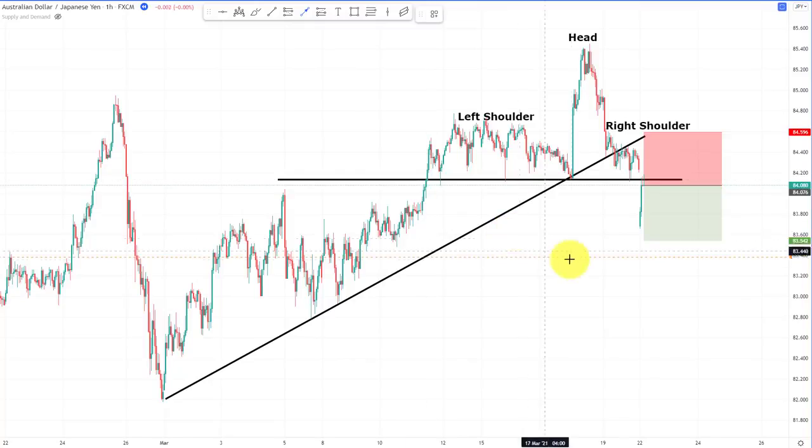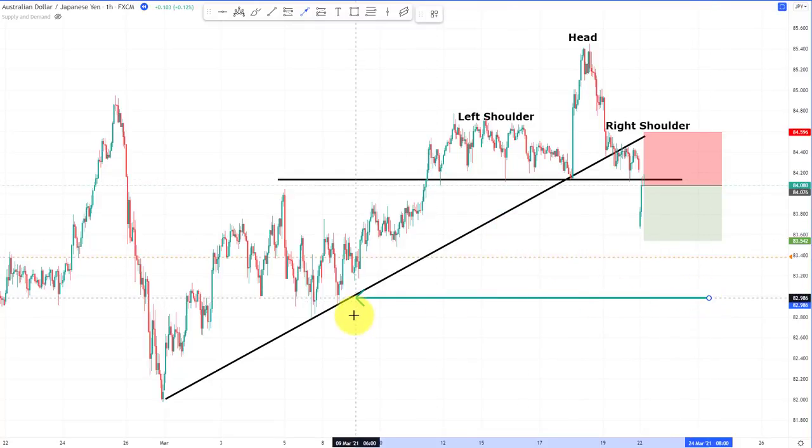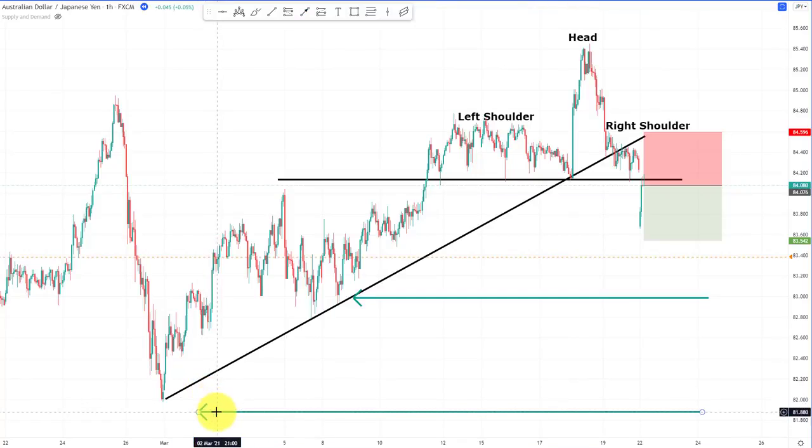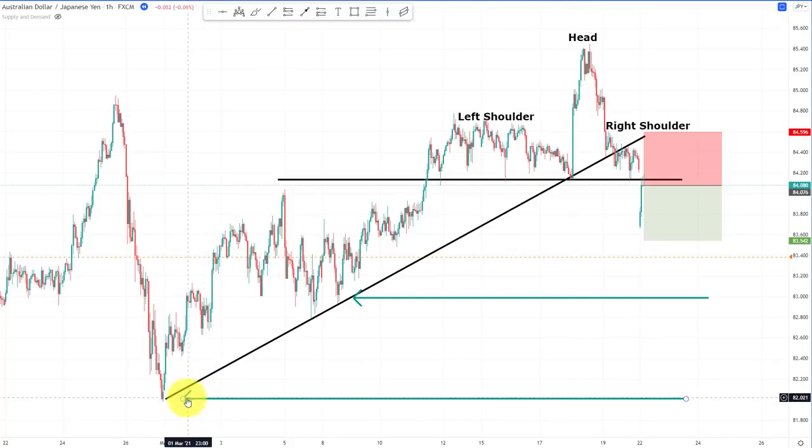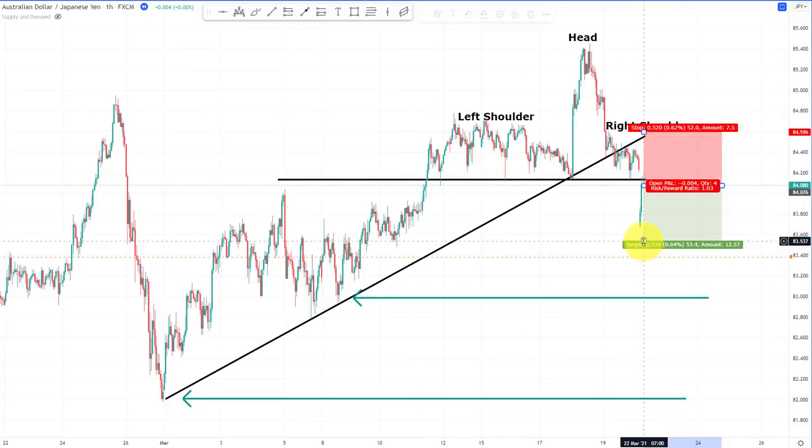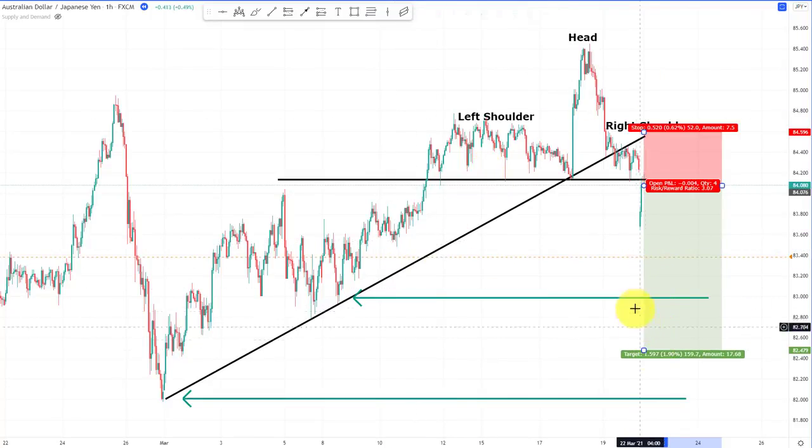Then for targets, we have a few options. We look left and we could identify the last swing points here, for example, at the absolute low. Having a target at the absolute low or at the origin of this uptrend seems to be a little bit aggressive, so we don't typically recommend it, but you can go somewhere between the first and the second level.